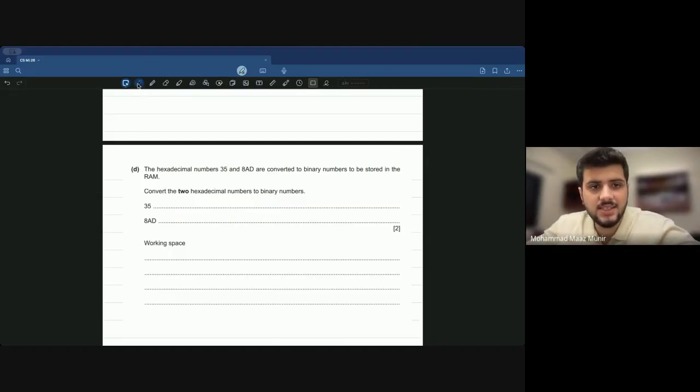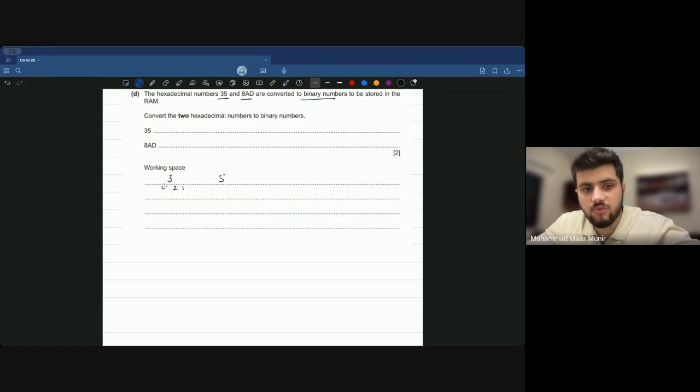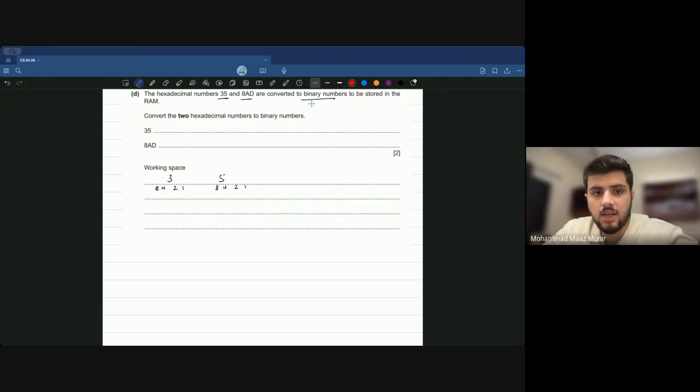It says that we have hexadecimal numbers 35 and 8AD, and they are being converted to binary numbers to be stored in the RAM. Now I need to convert them. How would I be doing it? For 35, 3 separately, 5 separately. I write the binary of 3 separately, using 1 2 4 8, and 5 separately with 1 2 4 8. For 3 it's 0 0 1 1, and for 5 it's 0 1 0 1. So the answer to the first part is 0 0 1 1 0 1 0 1.